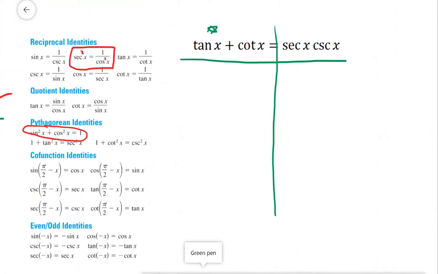Let's try it. I know tangent, if I'm looking over here, tangent is this. I know cotangent is this. And actually, I'm going to turn them into sines and cosines. That's one trick you can do if you have nothing else to do. Just turn them into sines and cosines and then work with those and see what you get.